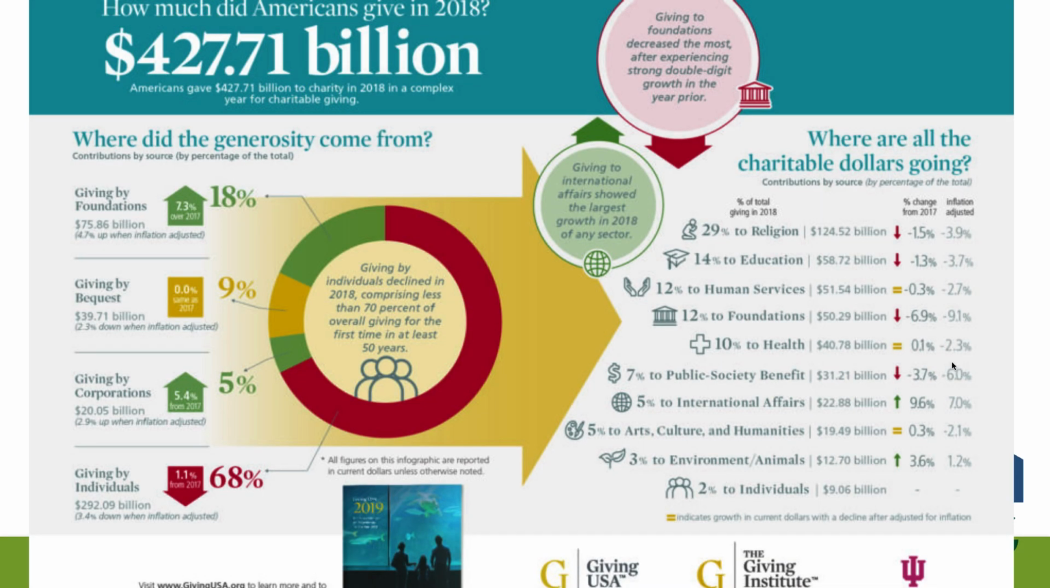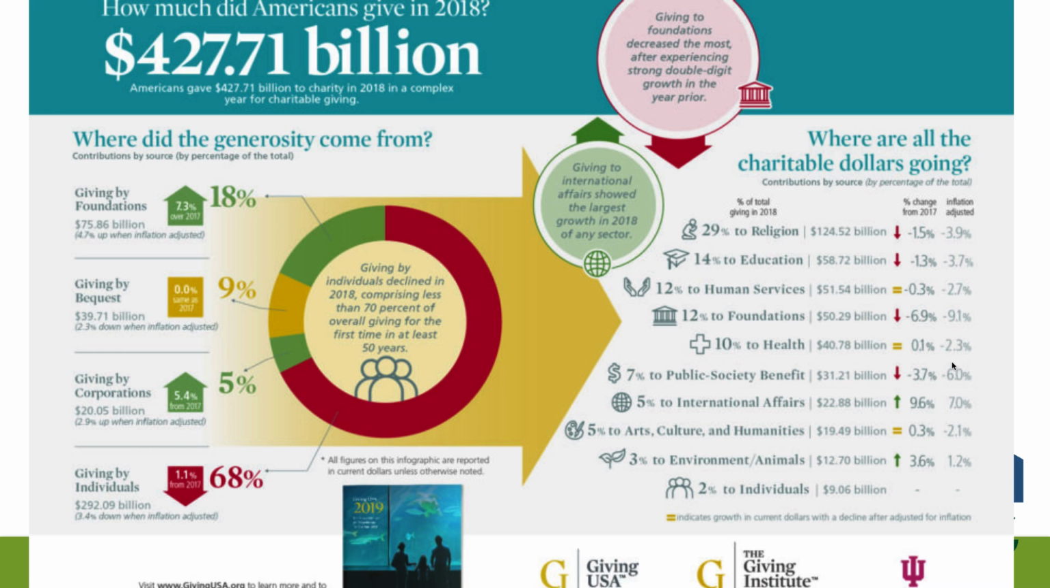So this is a slide that I like to share that talks about the overall impact that Americans have with their charitable giving. Indiana University produces this report called Giving USA, and in 2018 they said that Americans gave $427 billion. And what's interesting is that on the right side you see that about 29% goes to religious institutions, and another 14% goes to educational institutions. So the lion's share of philanthropy is being given to those types of nonprofit organizations. And international affairs showed the largest growth in 2018 of any sector.